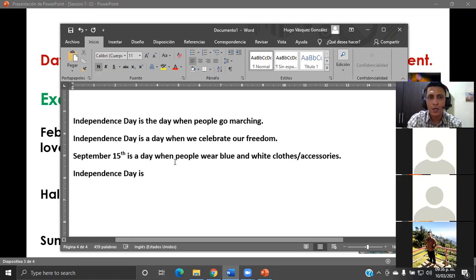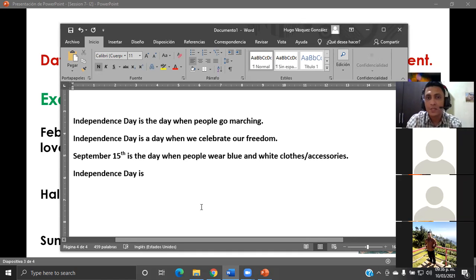You know that we use the article "a" because we're referring to a general thing, a day. When we say Independence Day, in this case, we are not being specific. That's why we use "a day", because it's general. But if you say September 15, it's the day. Correction, it's the day, because it's a specific day.